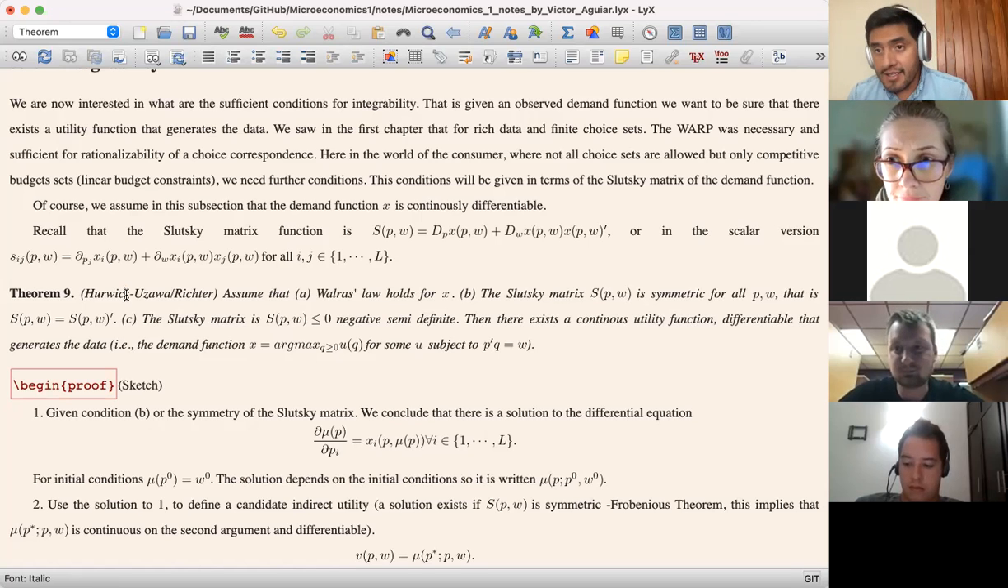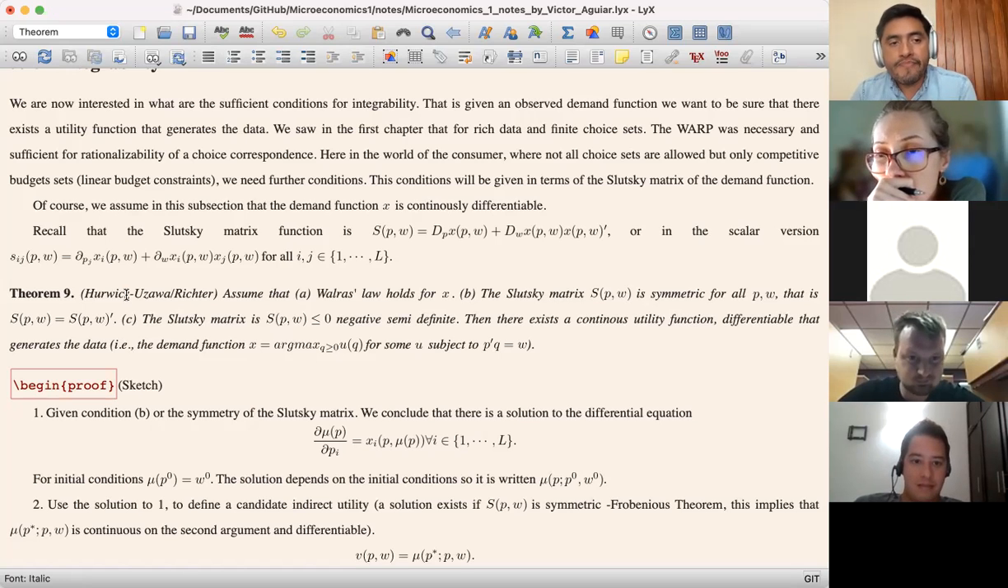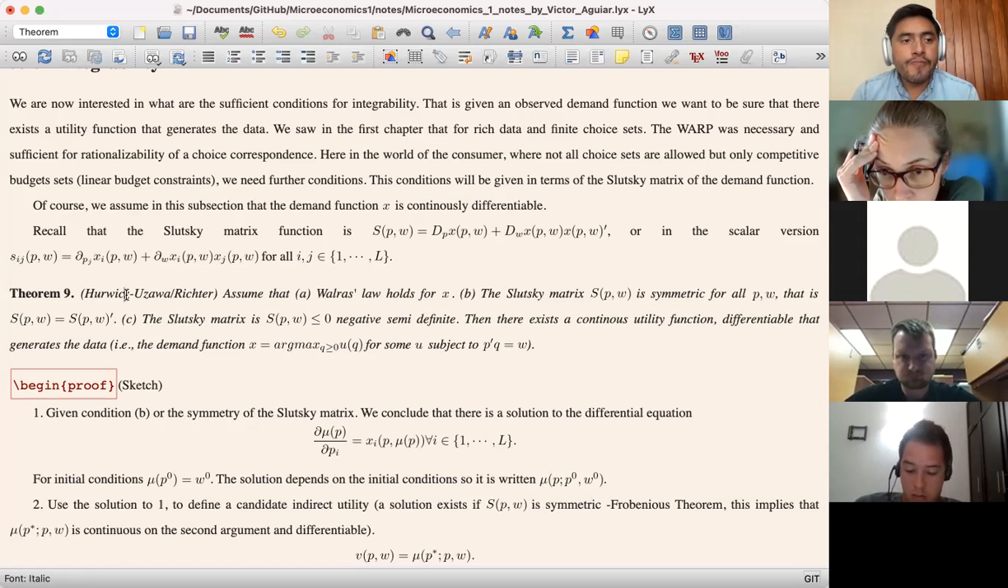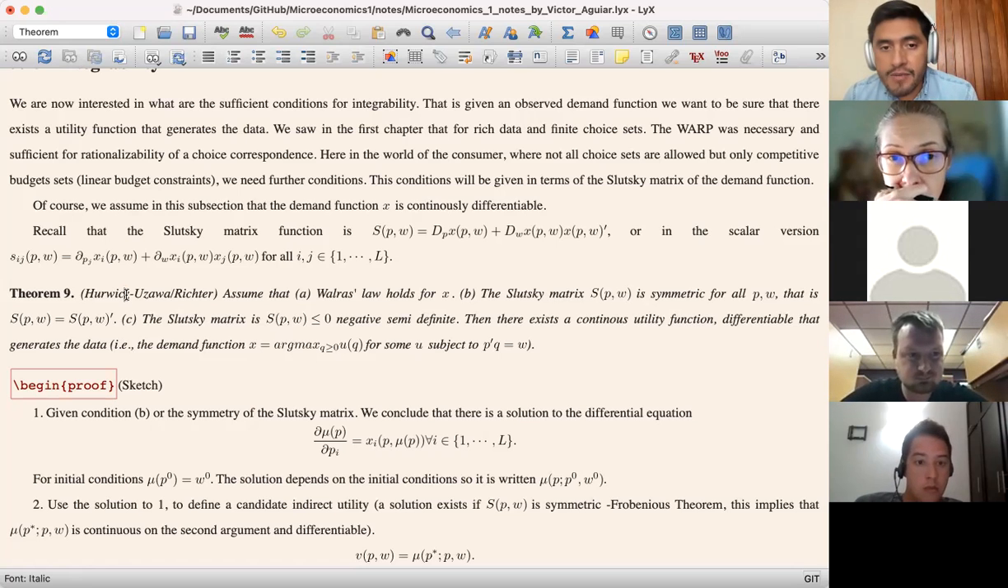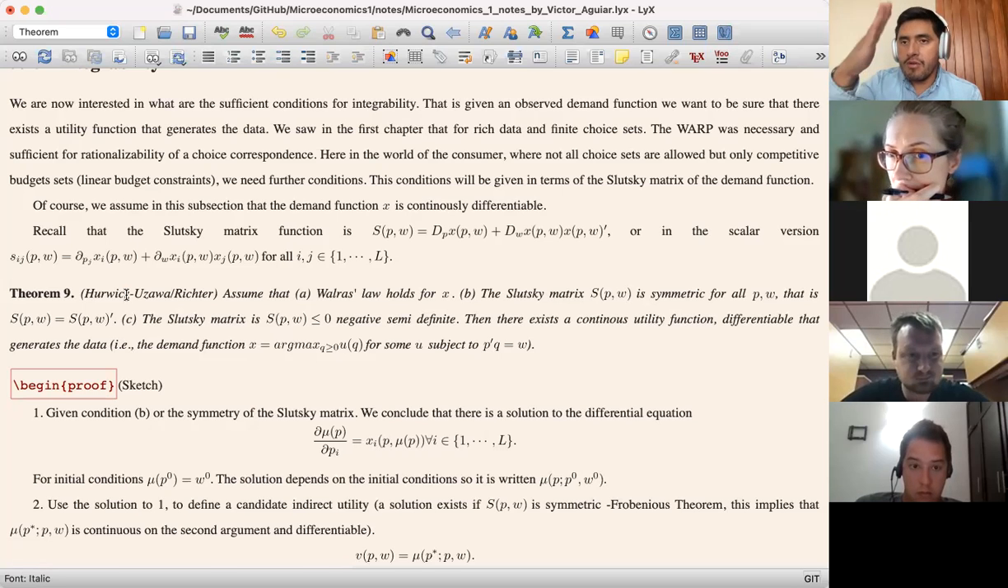But when they visit us, the geniuses in math, they gave us something like this, and this is a very nice theorem, Hurwicz, Uzawa, and Richter. And it's basically the following: assume that Walras' law holds for my demand function. The Slutsky matrix associated with this demand is symmetric, and the Slutsky matrix is negative semi-definite. And of course, remember the Walras' law implies the homogeneity of prices with symmetry. So that's why it's suppressed here.